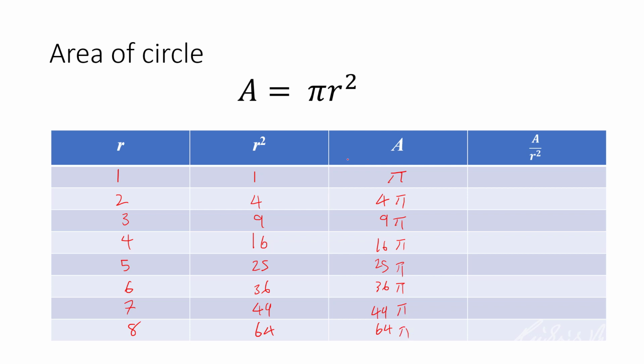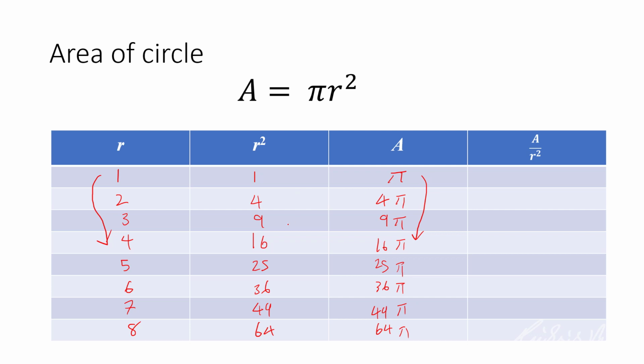Alright, now if we look at the radius, which is r, when r increased by 4 times, you can see that the area increased by not just 4 times but 16 times. So clearly, r and the area are not directly proportional.